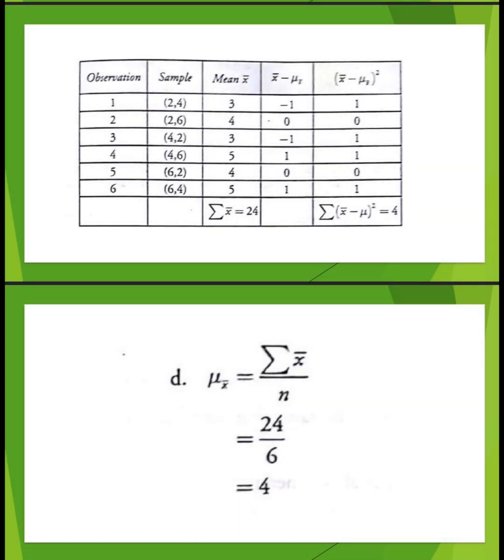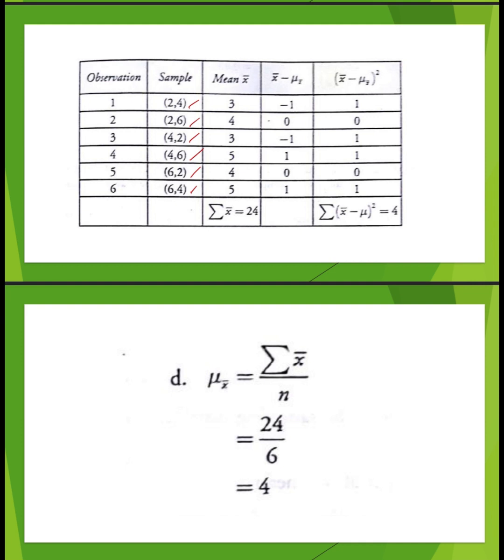For question D, to find the mean of each sample and the mean of the sampling distribution of means, let's construct a table of values. Now, on our first column, there are 6 observations. Why? Because for a population number with 3 and a sample size of 2, we obtain the samples 2 and 4, 2 and 6, 4 and 2, 4 and 6, 6 and 2, and 6 and 4. So take note, without replacement, so therefore there are only 6 samples.